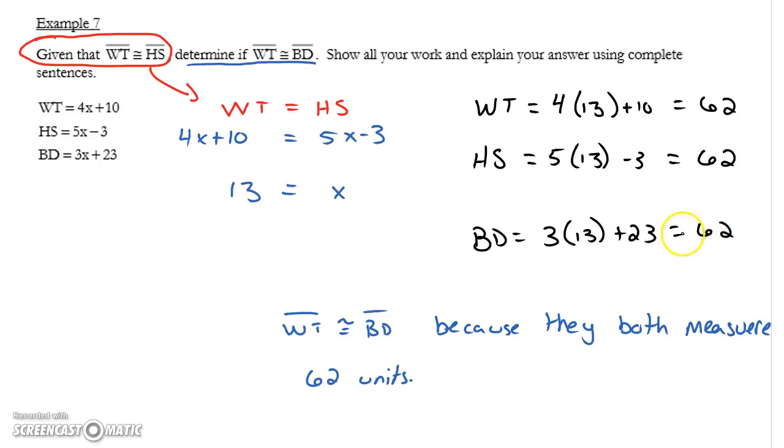Again, the key here is I used the given statement to solve for x. Plug x into all three segments to find segment lengths. Those first two should be congruent because that was my given statement that they are. It's comparing the third one to determine if it is also congruent. That is the last step in this type of problem.